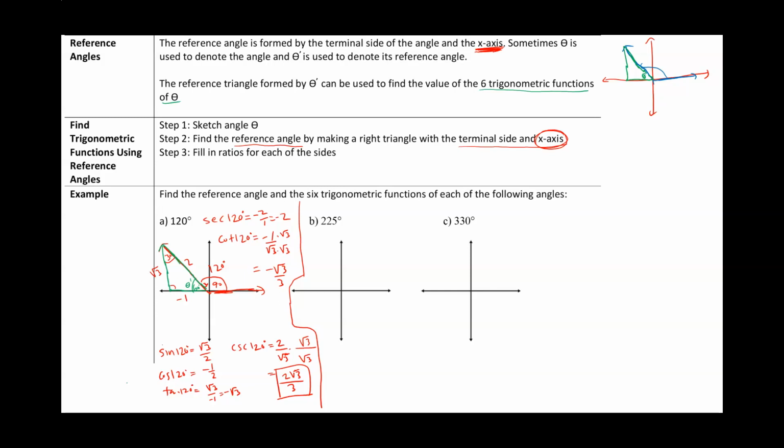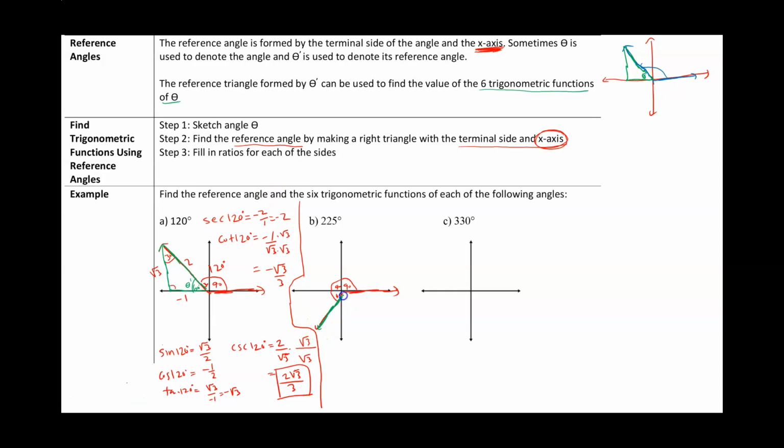Let's do 225. So first step is to sketch 225. So we got 90 plus 90 is 180 plus 45. That gives us 225. Now, how do you make our reference angle? We're going to take the terminal side, and I'm going to keep repeating this over and over again until you get sick of it.